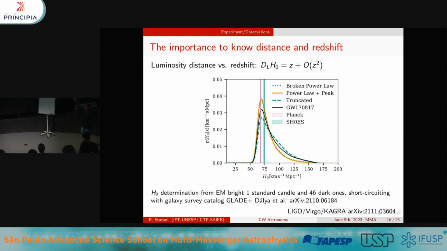Of course, each binary black hole has way less information than one binary neutron star with counterpart. But for binary black holes, we have a ratio of 50 to 1 to binary neutron stars with counterpart. Actually, almost 100 to 1. So maybe accumulating statistics might compete with one event with huge information.